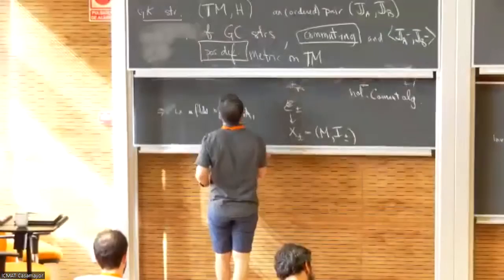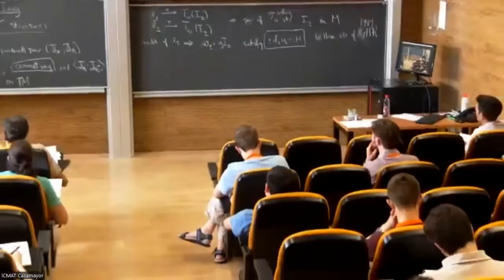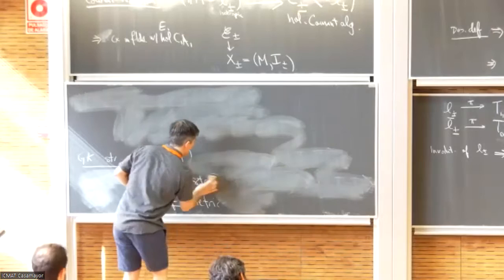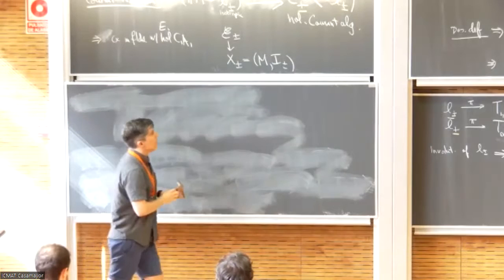A pair of holomorphic Courant algebroids obtained from the same real Courant algebroid. So just to be clear, the Courant algebroid E plus is L minus plus L minus bar, right? Well, that's the next step. That's the next step. Yes, yes, that's the next step.